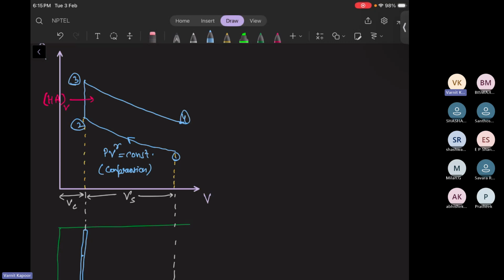And finally, from 4 to 1, your exhaust happens, where the heat is rejected out of the system. So 4 to 1 is heat rejection at constant volume. That was heat addition at constant volume, and this is isentropic expansion, PV to the power gamma equal to constant again.